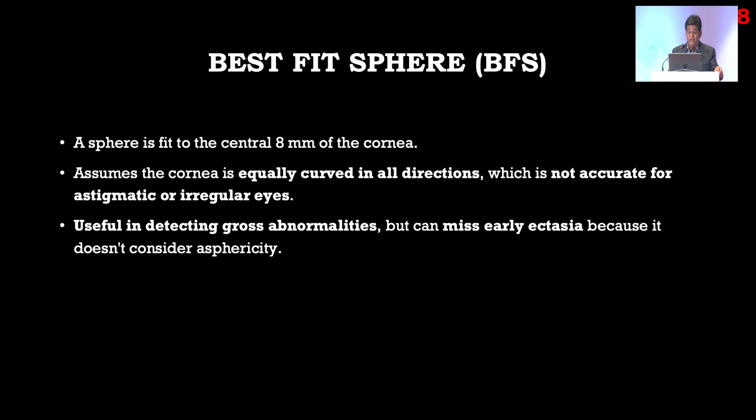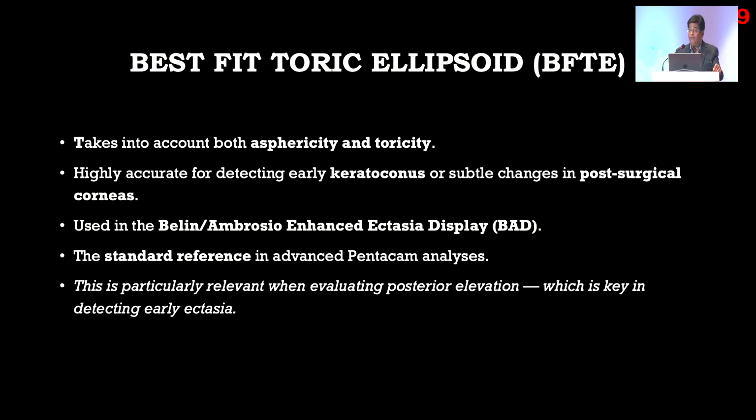So from this comes the concept of the best fit sphere, against which the values are given. A sphere, usually 8 millimeters for the cornea, assumes the cornea to be equally curved in all directions, which is not accurate in astigmatic or irregular eyes. It may be useful for detecting gross abnormalities, but the best fit toric ellipsoid takes into account both the asphericity and the toricity of the patient. So it is highly accurate in early cases of keratoconus or very subtle changes we want to see in post-surgical corneas. So this is the standard reference, and it is particularly relevant when we want to study the posterior elevation in detail.